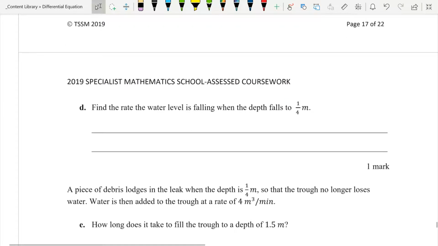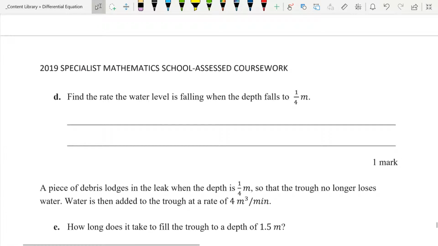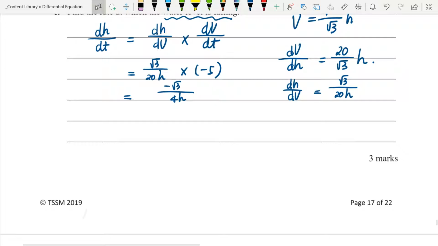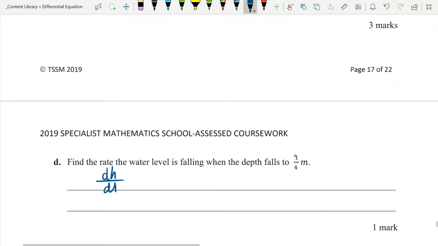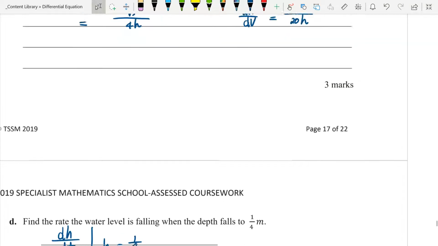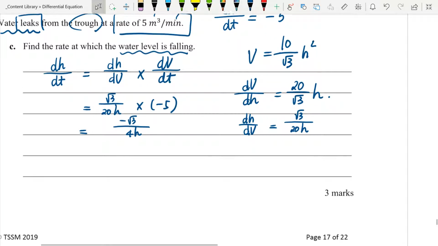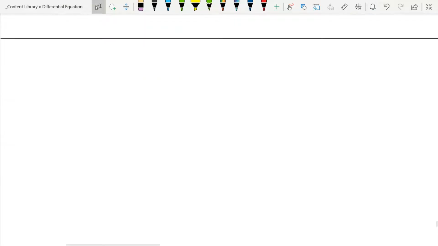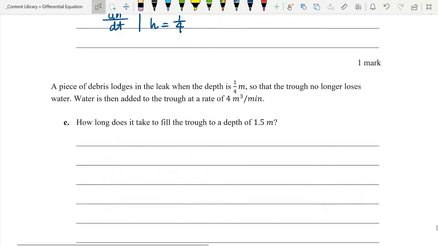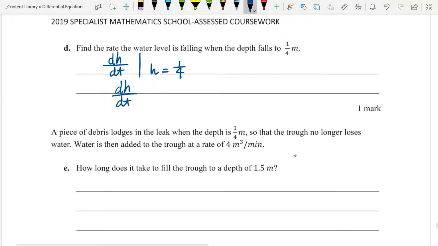And if we have a look at the next one, find the rate the water is falling when the depth falls to a quarter meter. So we want to work out dH/dt given that h equals 1/4. I'm not going to put that in the test, you can work it out by yourself. It's actually very easy. If you substitute a quarter in, there's a 1 on the denominator, and there is a negative root 3. So it's a negative root 3.